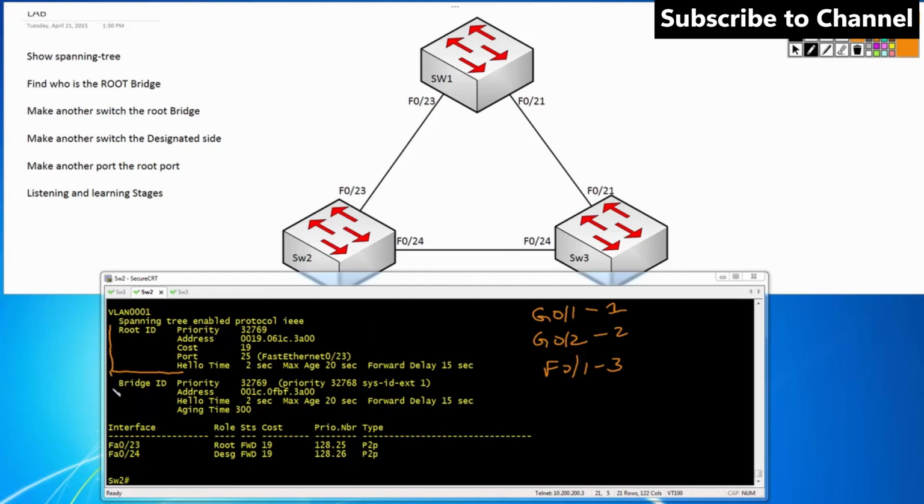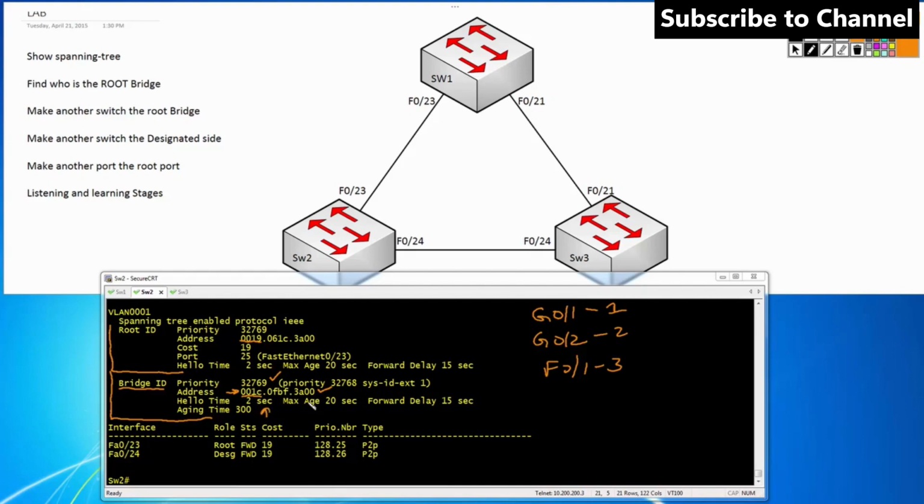What about my information? Well, here's my priority, and here's my MAC address. So if I ever want to find out the MAC address of the switch, all I have to do is type in show spanning tree. And right there is going to give me that bridge ID's information. The MAC address is right here. Notice that the MAC address of this is different than this. You have 0019 and 001C. So these are two different MAC addresses.